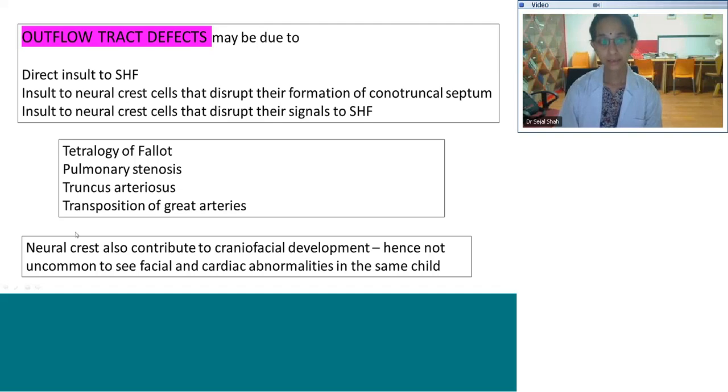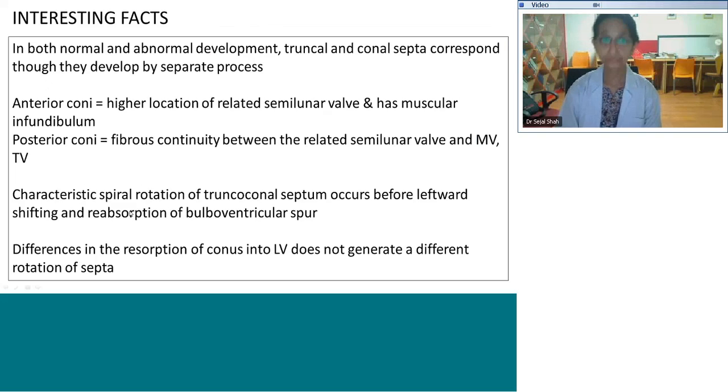Now we understand that neural crest contributes to development of the outflow tract, and also that it contributes to craniofacial development, and hence it's not uncommon to see the same child having a facial change and also a cardiac abnormality. This is the basis of understanding situations like 22q11 deletion, etc. We will see a little about the individual heart diseases now.